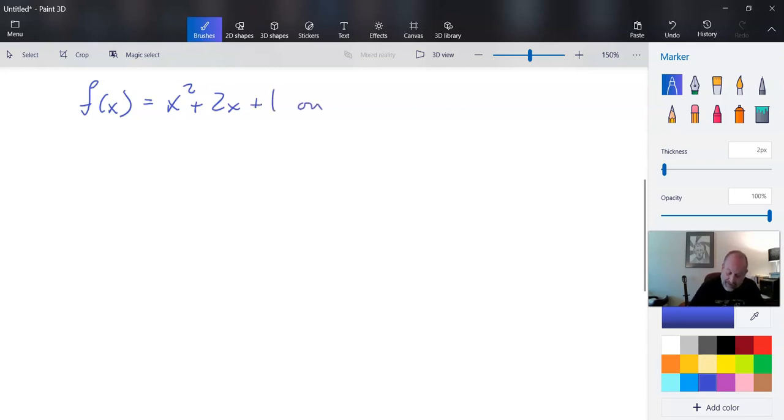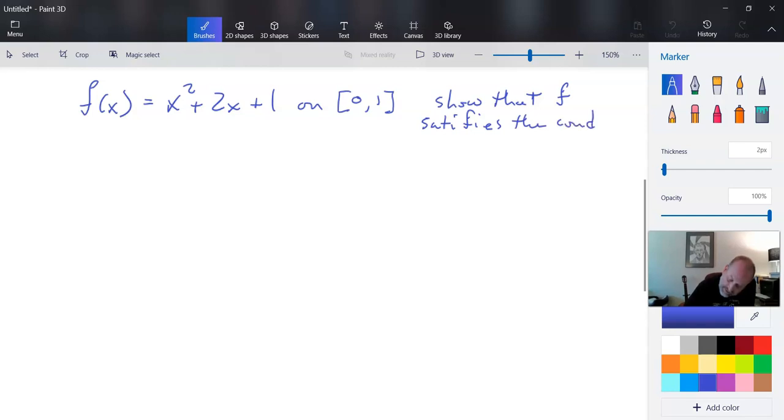And I have to be given an interval, a closed interval, and we're going to put that on the interval from 0 to 1, right? And what we want to do is show that f satisfies the conditions of the mean value theorem.